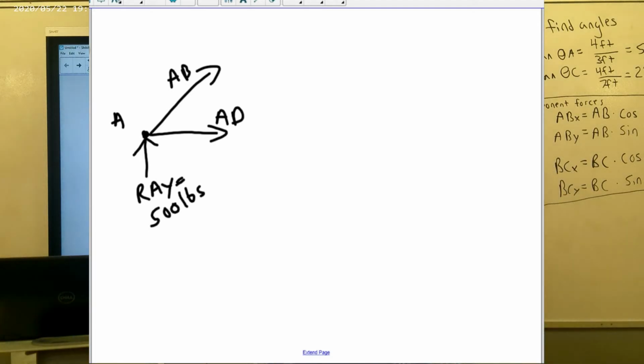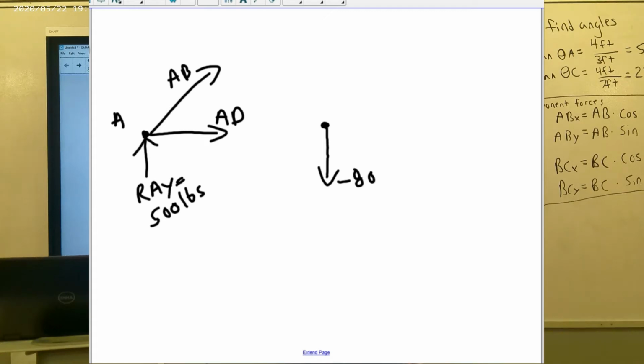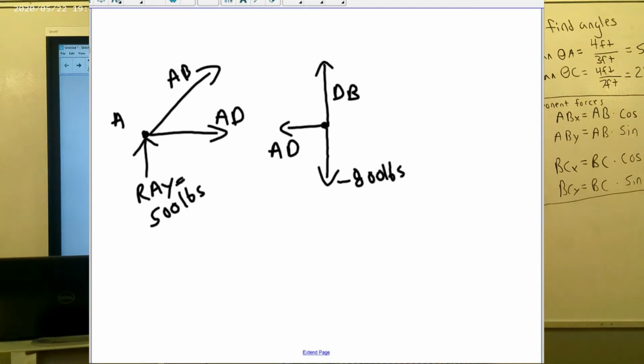The next point that I'll focus on is point D. So I'll go ahead and draw a free body diagram for point D. And what do I have there? I have negative 800 pounds. I also have member DB, or BD, doesn't matter if you switch the order. I also have member AD. Notice I'm duplicating that, but that's okay because it's a separate free body diagram for point D. This is for point D. And I also have point DC. And that pretty much covers my free body diagram for point D.